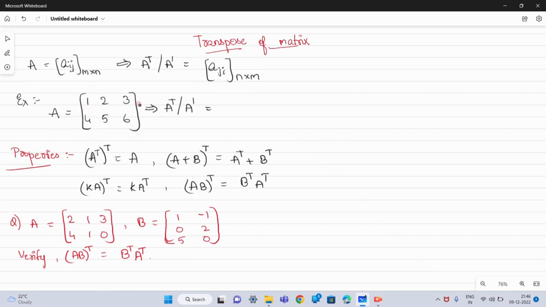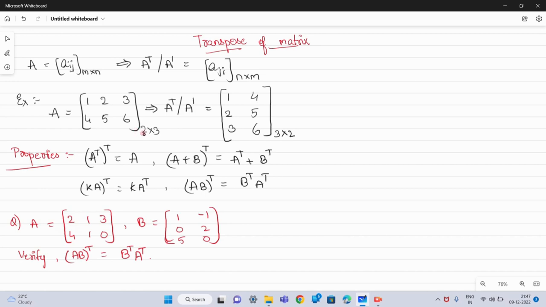Here A is a matrix of order 2 cross 3 because 2 rows and 3 columns are there. Now, how will we write the A transpose? Just write the first row as the first column: 1, 2, 3. Now the second row should be written as the second column: 4, 5, 6. Now what is the order of this? It became 3 rows and 2 columns.